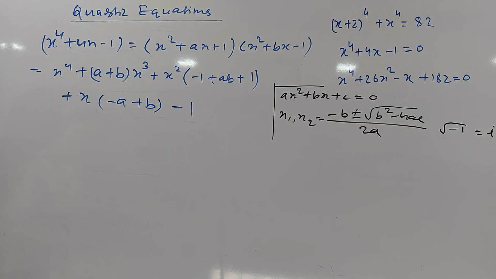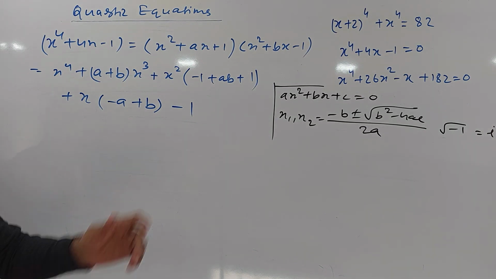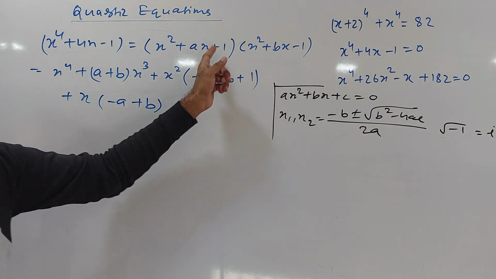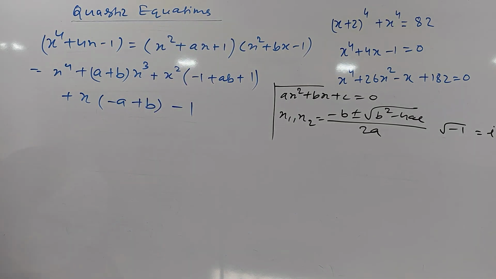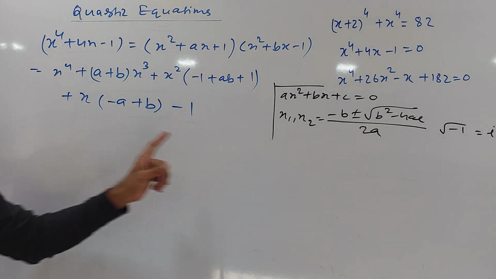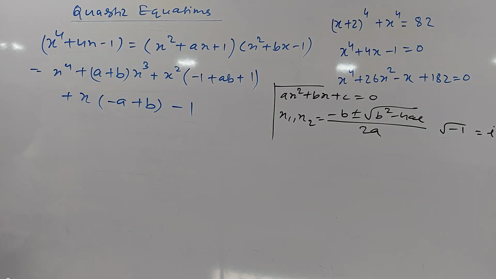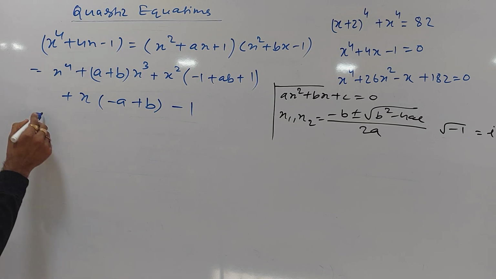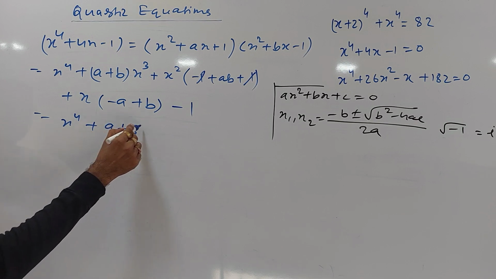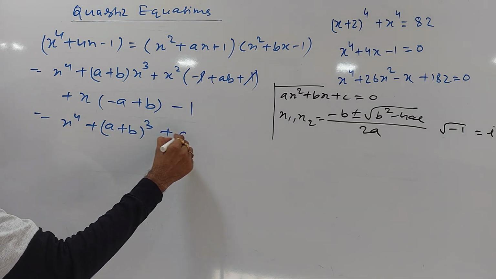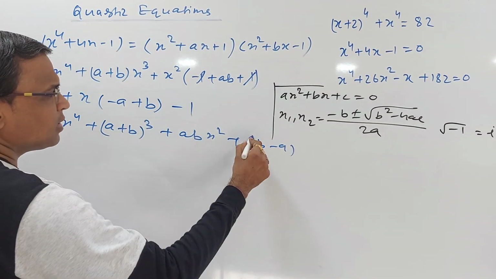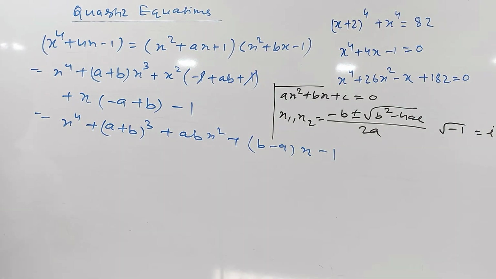Once again just cross check. See, in total how many terms should you get? x square with these 3 terms, ax with these 3 terms, 1 with these 3 terms. So 3, 3, 3, 9 terms you should get. 1 we got, 2, 3, 4, 5, 6, 7, 8, 9. Fine. So we got 9 terms. Let us work. Yeah. So it's coming x power 4 plus a plus b x cube plus abx square and plus, I am just writing it like this, b minus a times x minus 1.